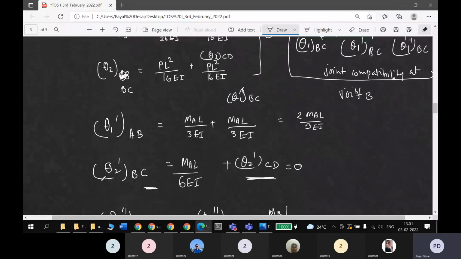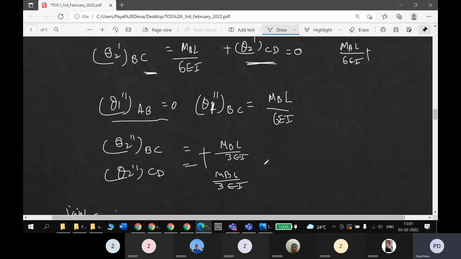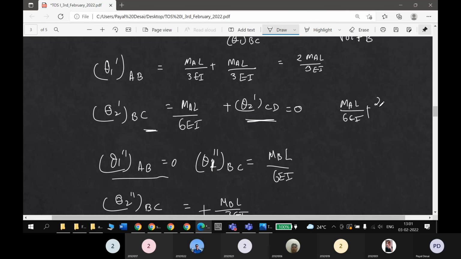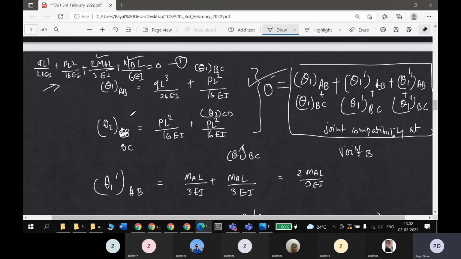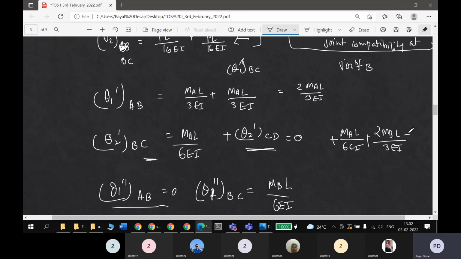Okay, so theta 2 dash is this due to BC, and CD due to CD is this. So first is this MAL by 6 EI plus theta 2 double dash due to BC, that is MBL over 3 EI, and due to CD it is MBL over 3 EI. So 2 times MBL over 3 EI plus पहले का, तो पहले का थीटा 2 क्या था? ये रहा थीटा 2 B due to BC and due to CD. So this equation we have to add. So it is PL square by 16 EI 2 times plus PL square by 16 EI plus PL square by 16 EI. So this is my second equation, and you will see some analogy in both the equations.